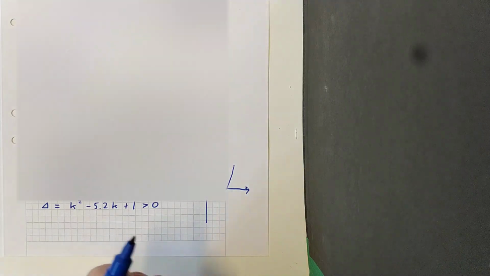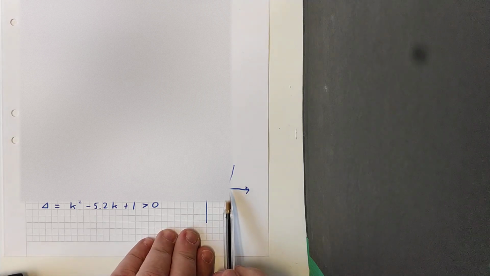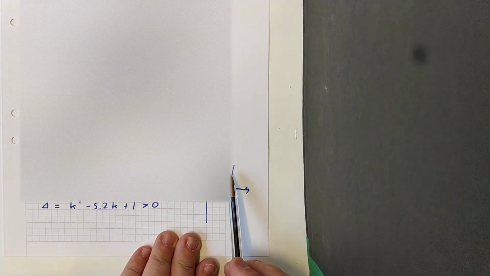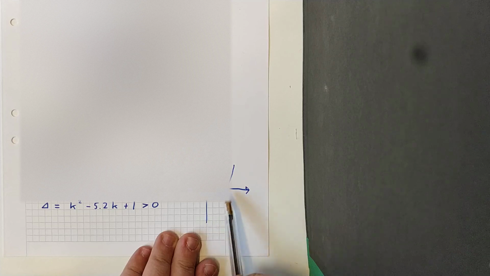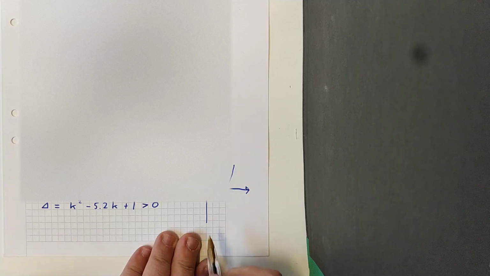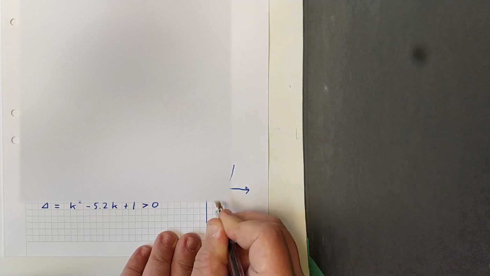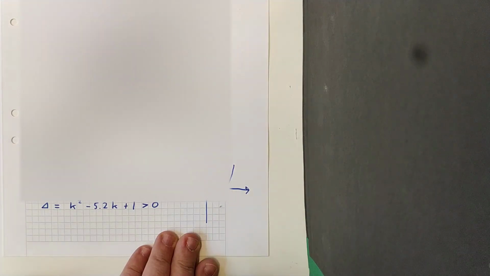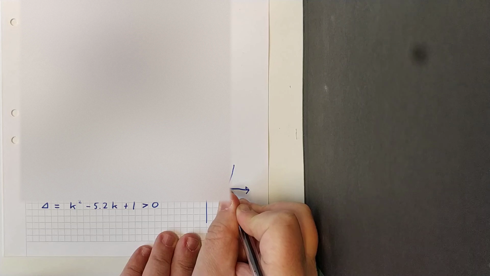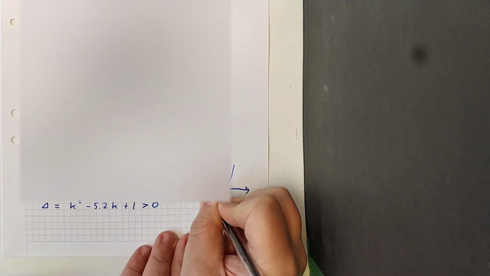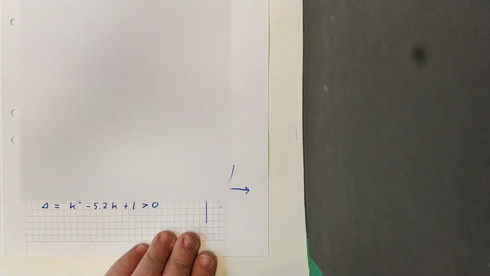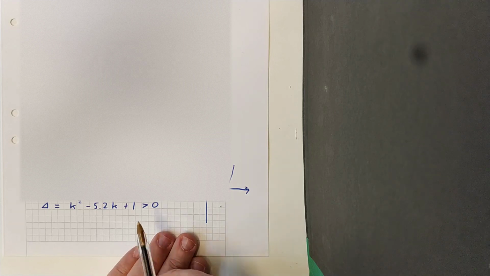And we are looking for the parts where it's above the x-axis, because we want the discriminant, that this is the graph of, to be greater than 0. So we want to exclude this part. We can do that if we find the two x-intercepts, or well, k-intercepts I suppose I should call them. There. The zeros of this quadratic.